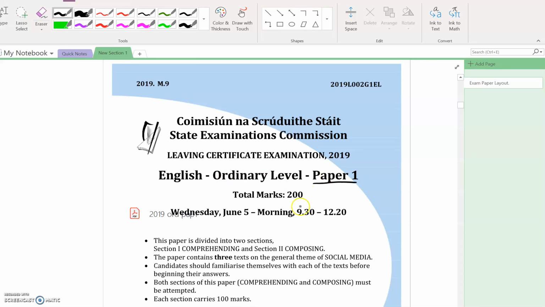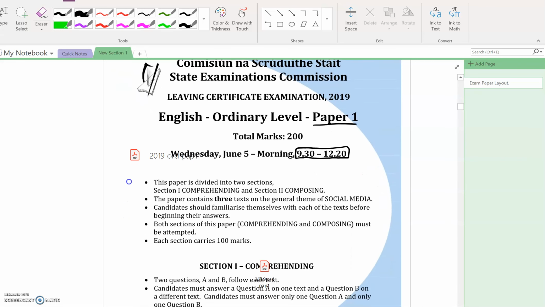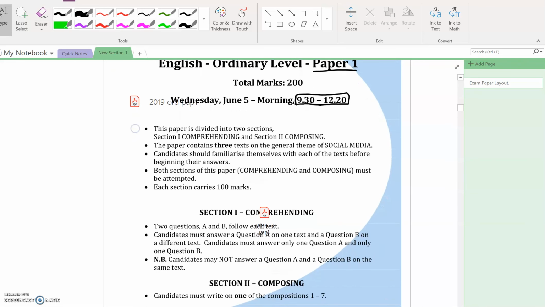Let's look at, first of all, the time that you're given. You're given 2 hours and 50 minutes, and we'll break down what that means for each question in a moment. On the first page of the exam paper, it gives some instructions in bullet points. It tells you about the two different sections in paper 1.